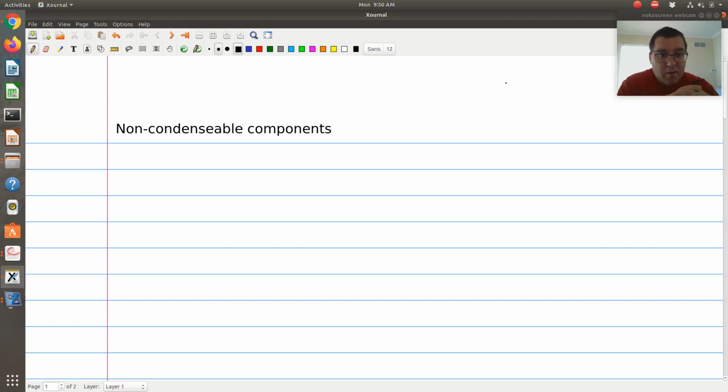All right, so next, in the context of Chapter 11, Ideal Solutions, we want to talk about phase equilibria involving non-condensable components. All right, and so first, what exactly do we mean by non-condensable components? So as we work through this material, the picture I'm going to have in my head is, say, of water and air.